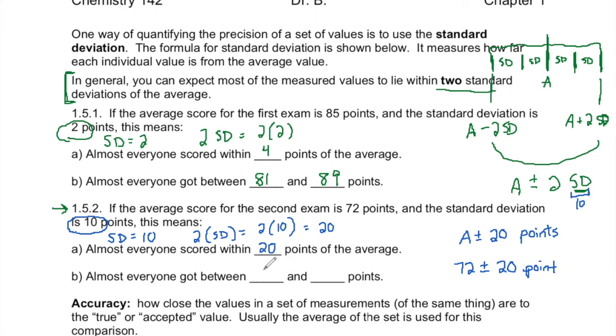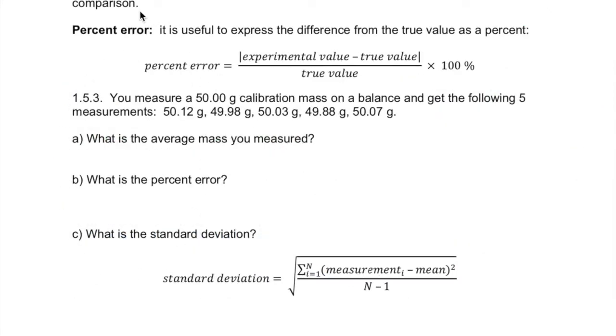72 minus 20 points is a 52. 72 plus 20 points is a 92. So here we have a much wider spread, people getting between 52 and 92 points, versus here where people got between 81 and 89 points. I have already posted another video on calculating the standard deviation and the average, so I will just direct you to that video and to the answer key for the notes in order to get the answers to A and C.